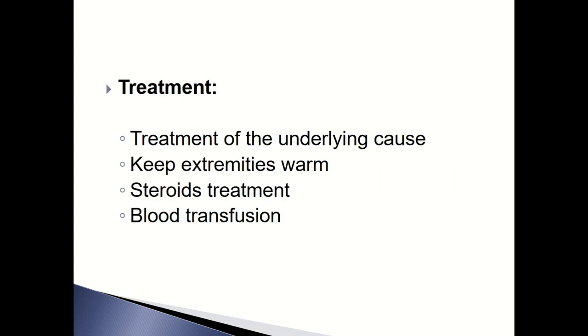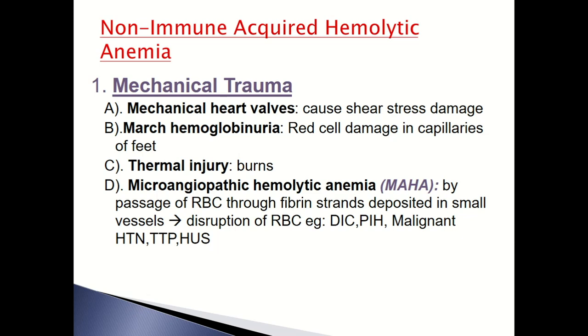Treatment again: treat the underlying cause, keep the extremities warm, steroids and blood transfusion as and when required. So that's all about acquired autoimmune hemolytic anemia.